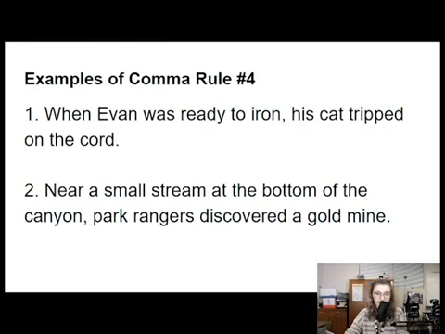Look at how his cat tripped on the cord is an independent clause. That's the main part of the sentence. So we need to separate that from the first part of the sentence, which is a dependent clause, meaning it can't stand on its own, when Evan was ready to iron, with a comma.